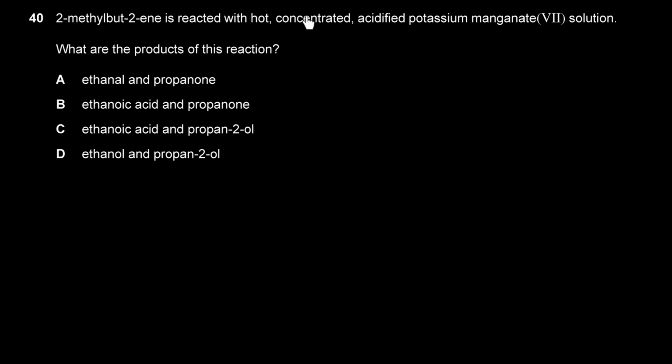2-methylbutene is reacted with hot concentrated acidified potassium manganate(VII) solution. What are the products of this reaction? Let's first draw out the structure of 2-methylbutene. We have butene, a 4 carbon chain, with a double bond on carbon number 2, and then we have a methyl group on carbon number 2 as well. So this is 2-methylbutene. This is carbon number 2.